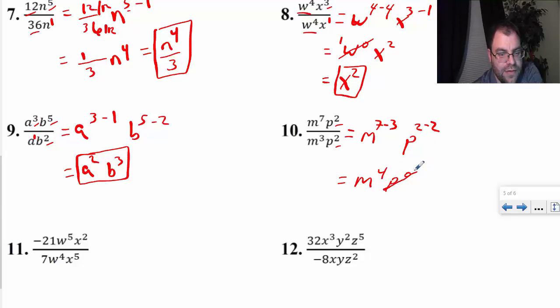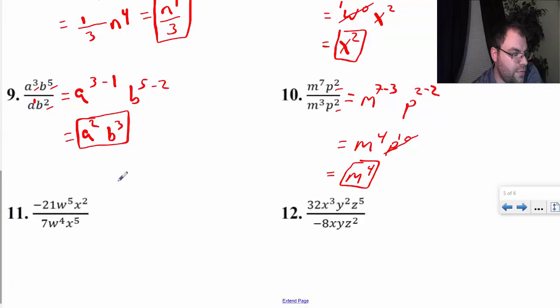What do we know about anything to the power of 0? This is the same thing as 1. So this is 1 times m to the power of 4. So it's m to the power of 4. That's all you got, because this goes away. Anything to the power of 0 turns to 1. Alright, so let's move this down a little bit, and we'll go ahead and finish these last two and we'll be done with this assignment.